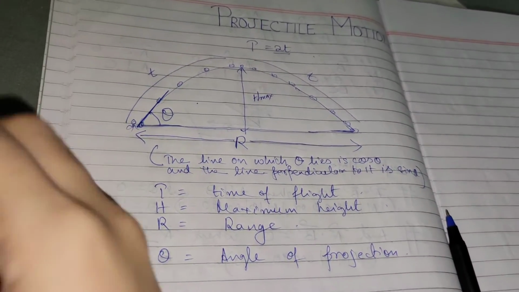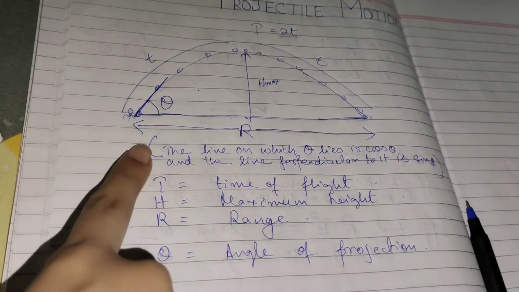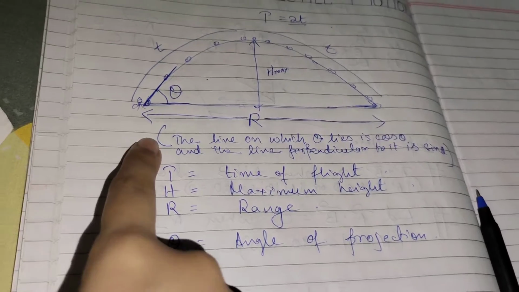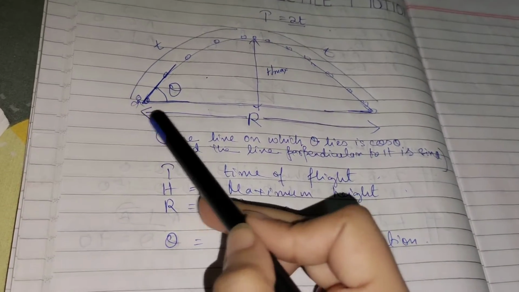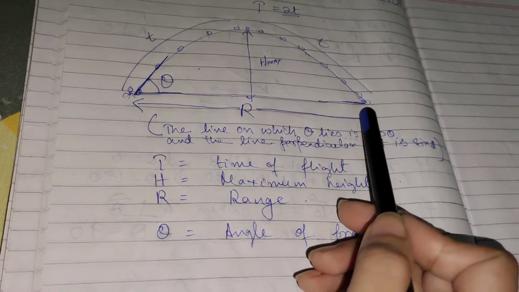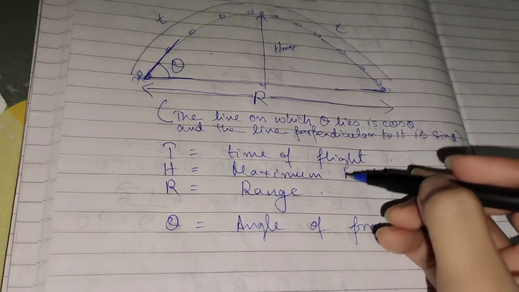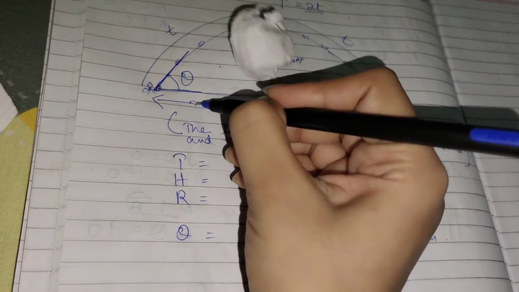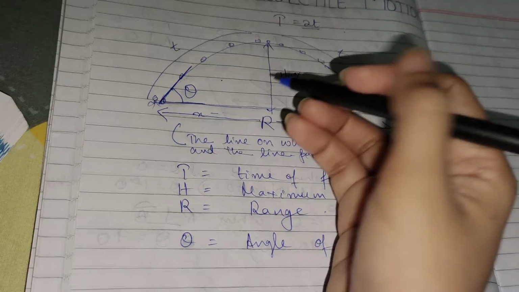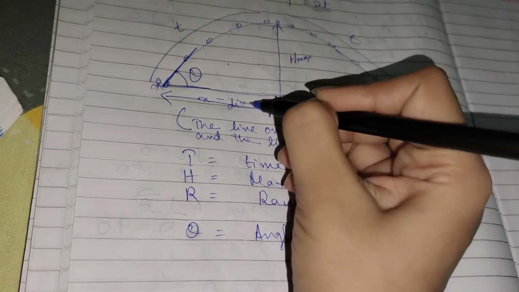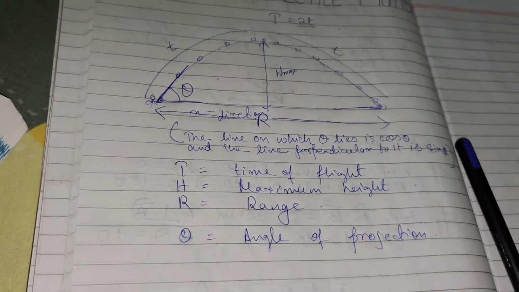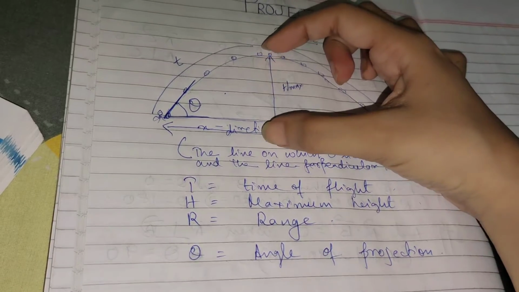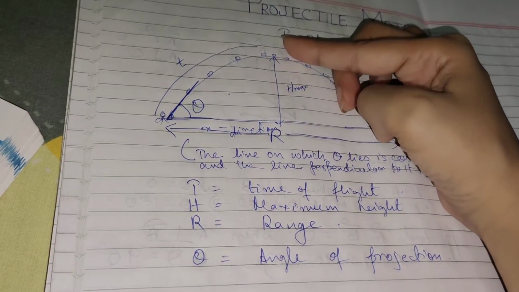Theta, what is theta? The angle at which any object is thrown is theta. What is range? Range is the distance covered along x direction. This is x direction, right? And h is the maximum height along y direction, right?